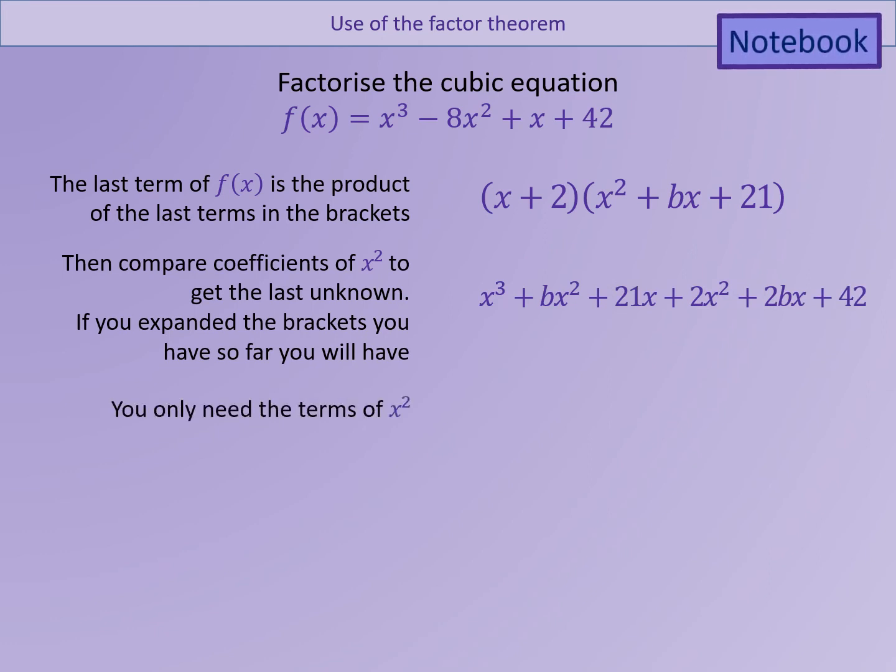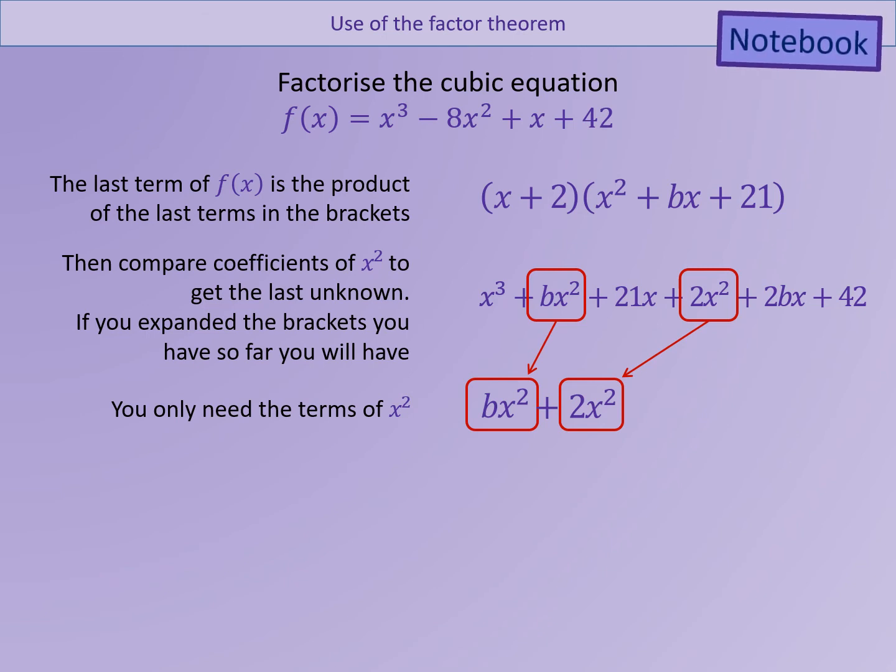So if I was to expand the brackets that I've got so far, this is my expansion that I achieve. So I've got the x cubed, I've got the 42 at the end, but I've also then got a mixture of x squareds and x's in the middle. So if I concentrate on the x squareds, I've got a bx squared here, and I've got a 2x squared here. They're the only x squareds in the expansion of the two brackets.